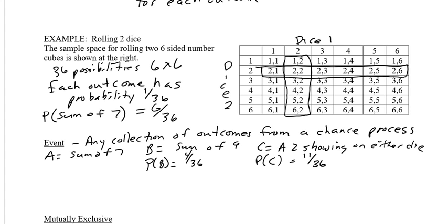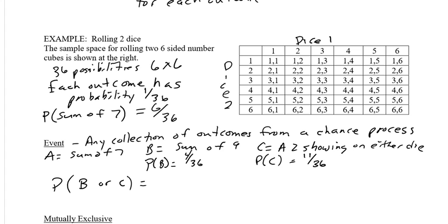Okay. Now, we can also calculate things like the probability of B or C and the probability of B and C. So take a minute and figure out for yourself those probabilities and then come back to the video.